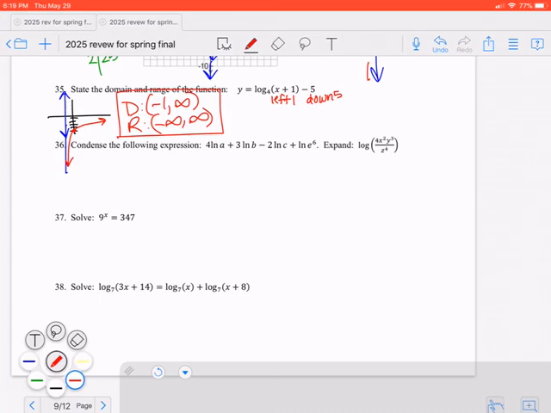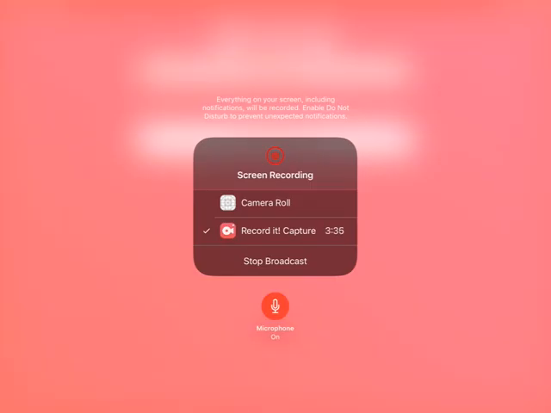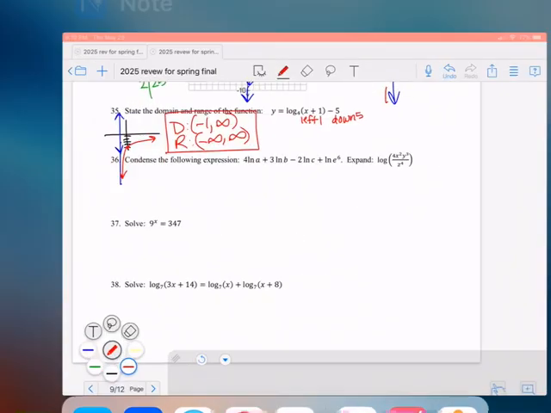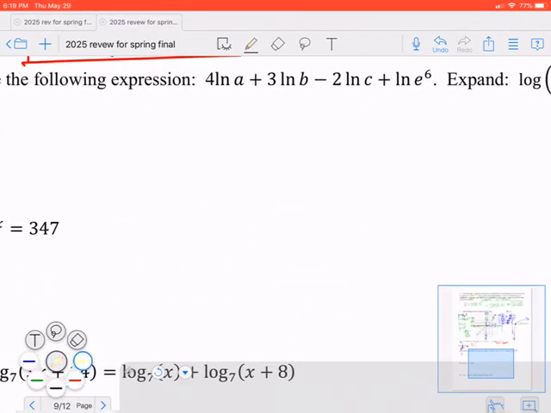Condense the following expressions. I'm just going to check the time really quick. 12 minutes. What are we doing? Condensing this guy.